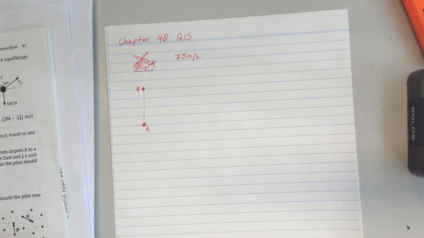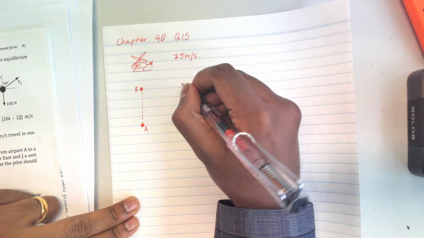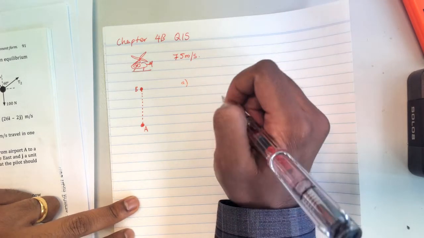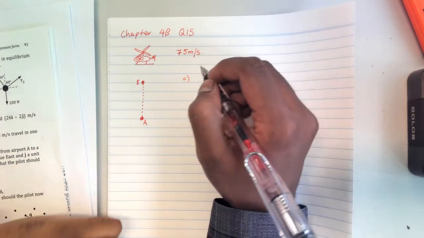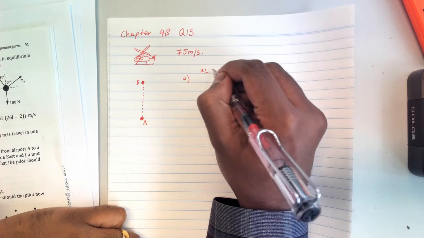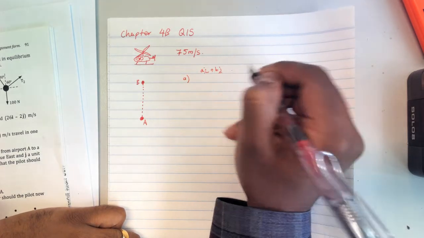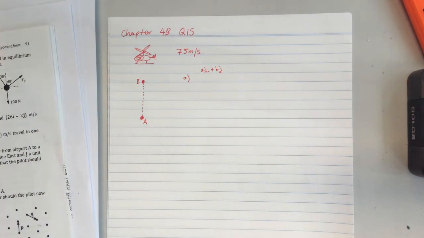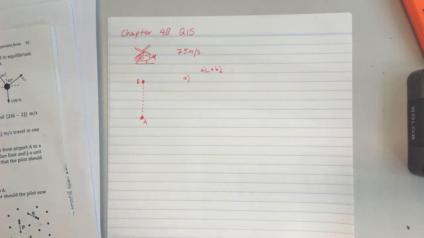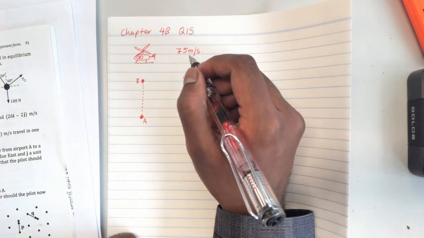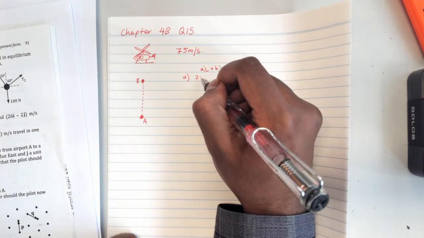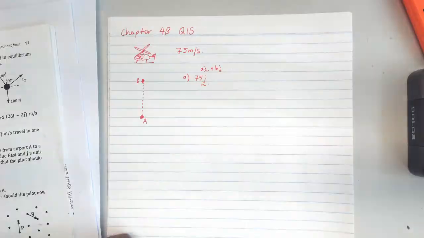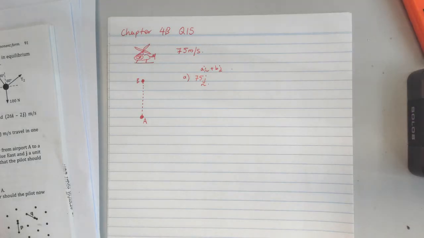Question A says there's no wind blowing. What should my velocity be in component form? Well, if there's no wind blowing and we're going directly north, then there's only a vertical component, and a positive vertical component, and that's going to be 75J, 0I.